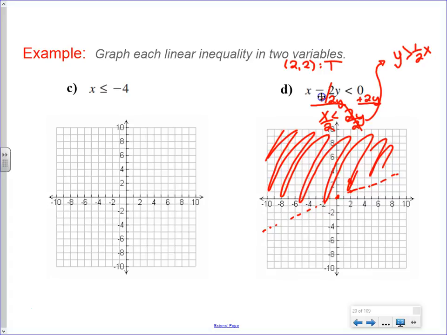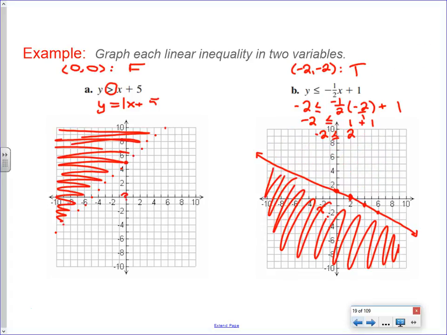Since there's no slope, 0 means reflected, and then test your point. Yeah, that's the other part that we usually do.